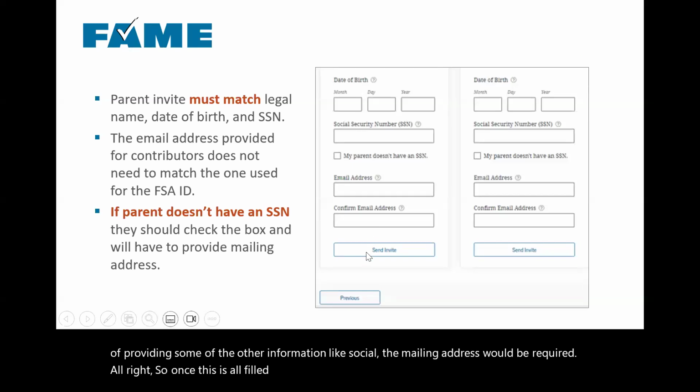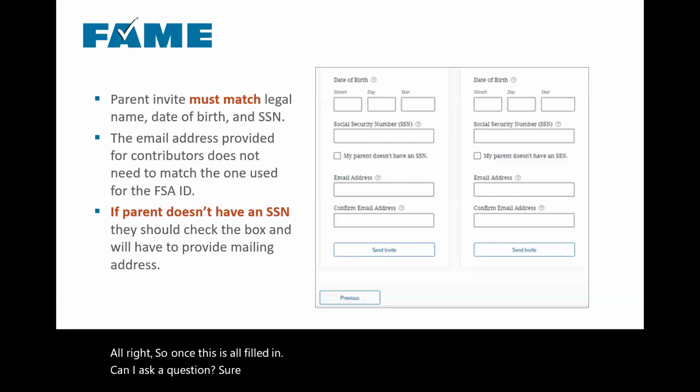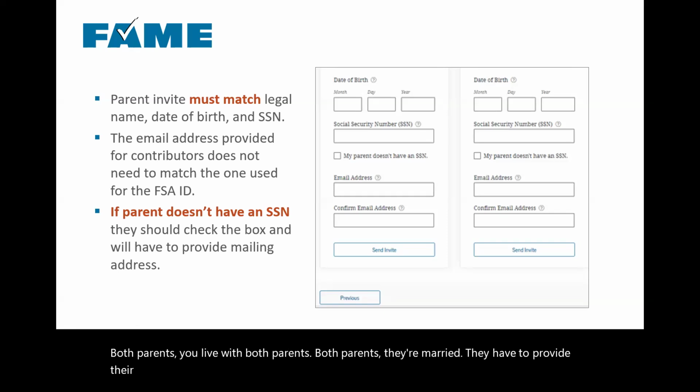Can I ask a question? Sorry. Sure. Just reiterate. So both parents, you live with both parents, they're married, they have to provide their tax information. And, but only one needs an FSA ID.